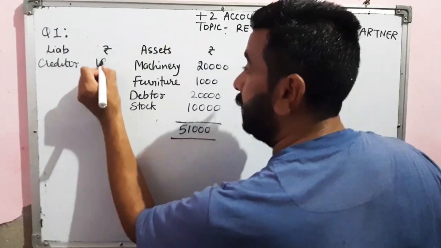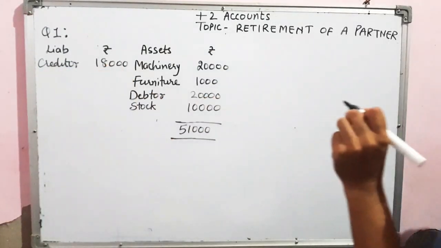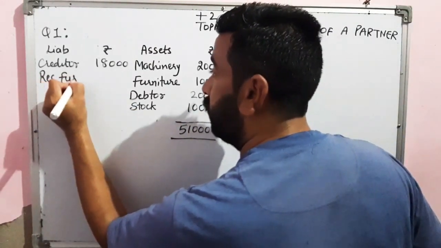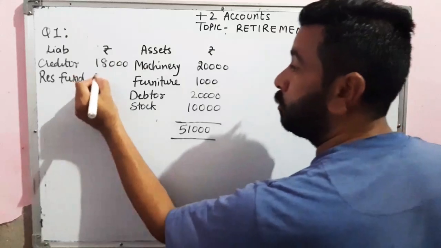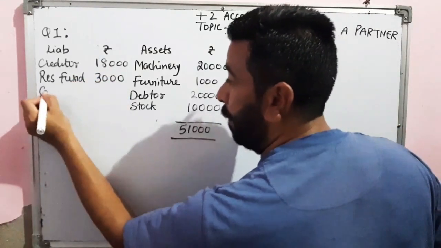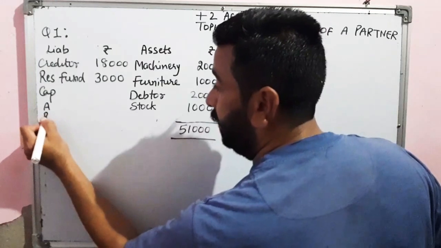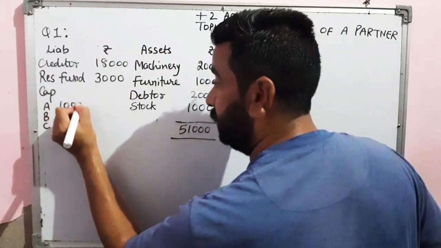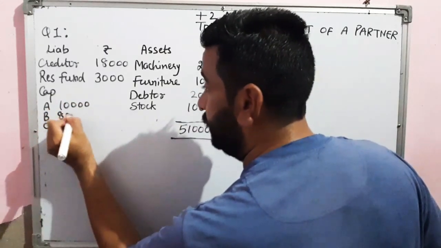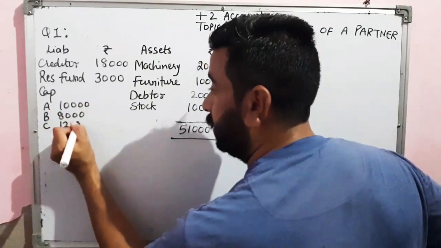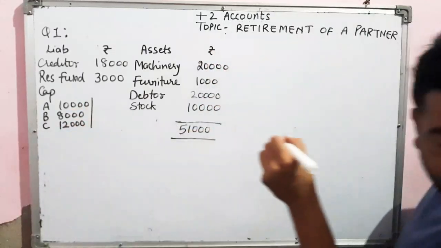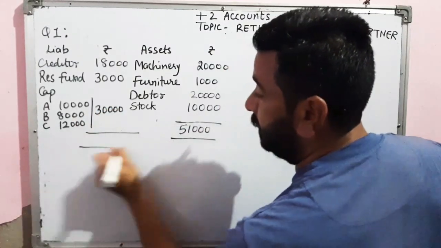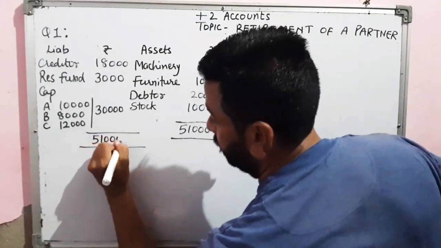On the liability side, we have creditors that are 18,000. Next, reserve fund that is equal to 3,000. And capital of A, B and C: 10,000, 8,000 and the last one is 12,000. The total is 30,000. And the total of the liability side is 51,000.